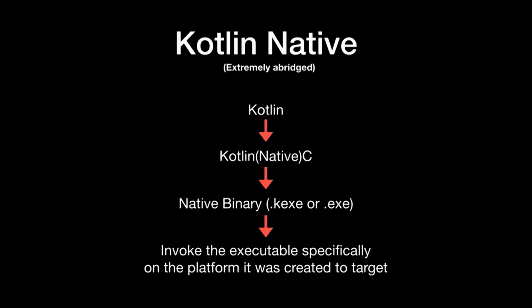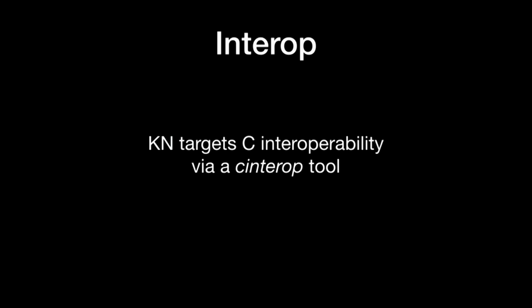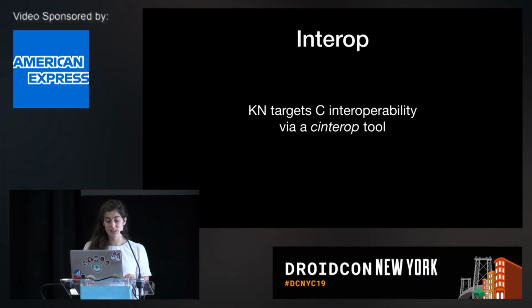So if you're running a native binary on Windows, that's not portable in the same way that something that was targeted at a virtual machine would be. So how is it actually used? Well, Kotlin native targets interop specifically with C, and there are some tools that help you do this.